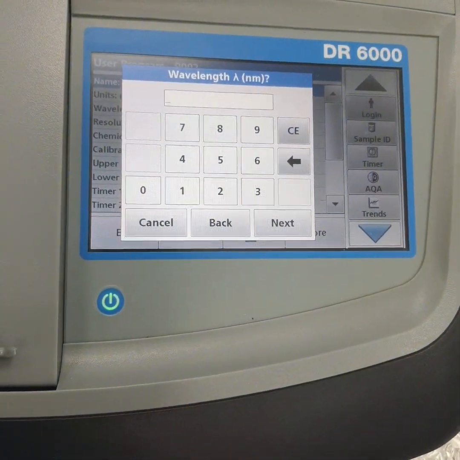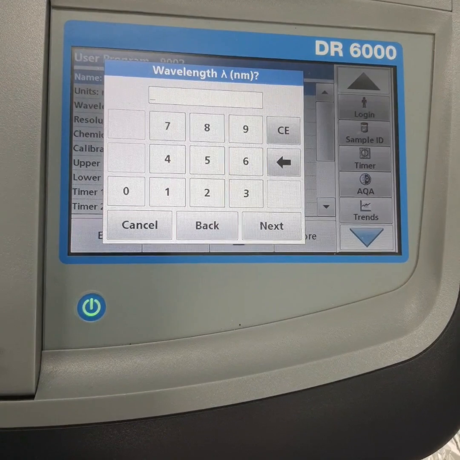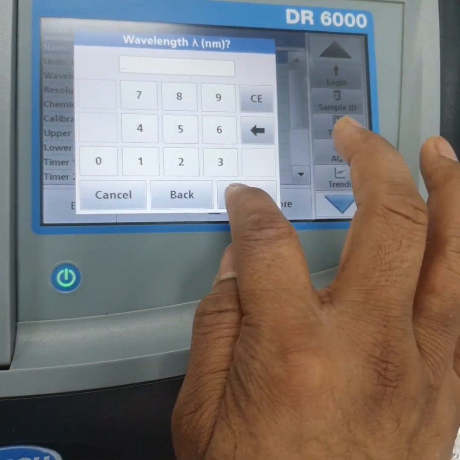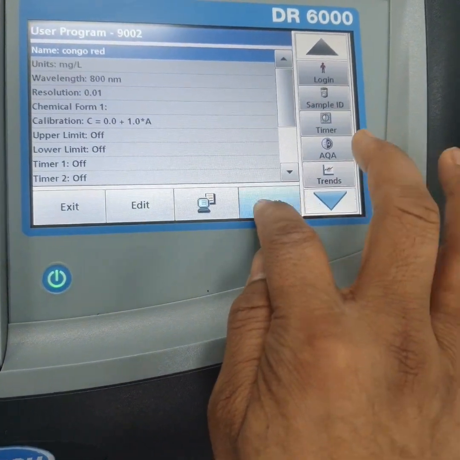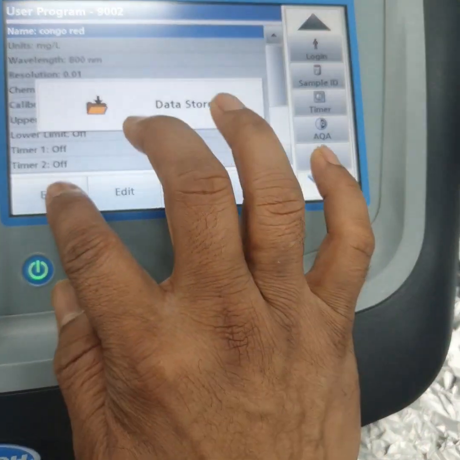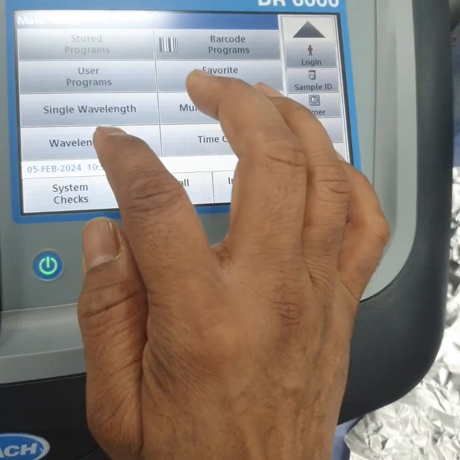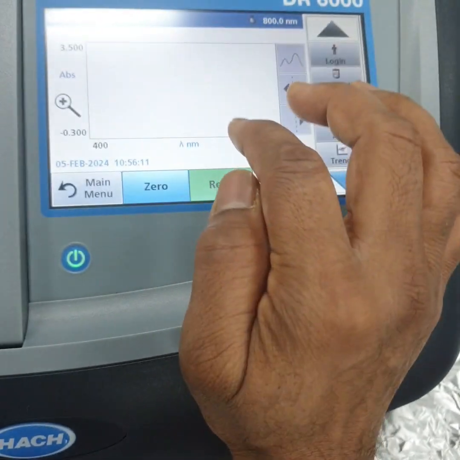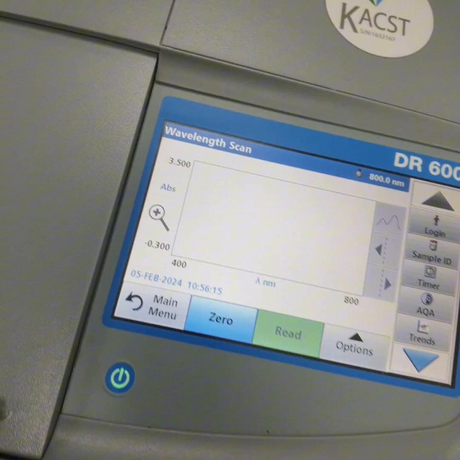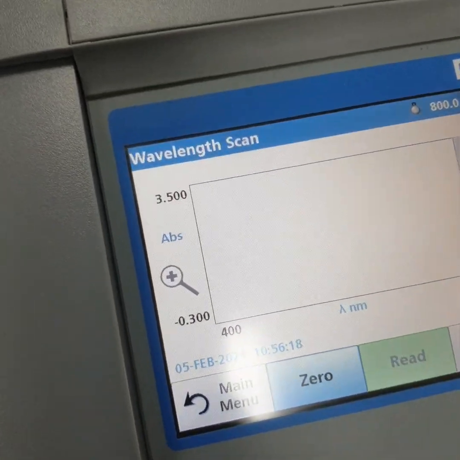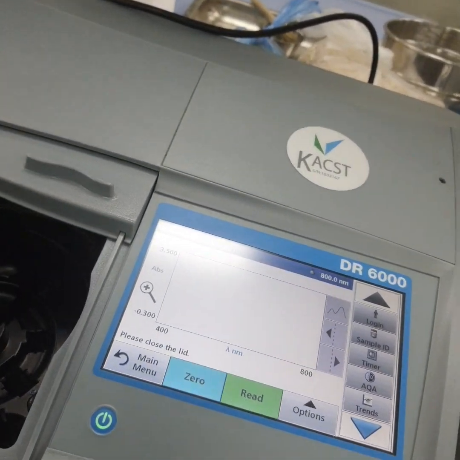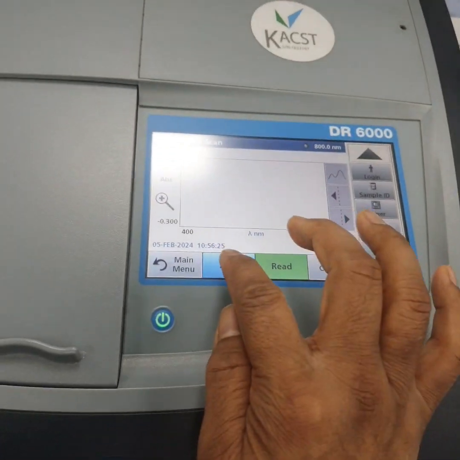For the wavelength we need to scan it. So let us first of all come out. We can just cancel it, store it, and we can play with it later. Exit. For scanning, what we need to do is a wavelength scan. Now for zeroing, we need to put a vial which has just water, nothing else. So this is my vial with water, and then we need to zero.